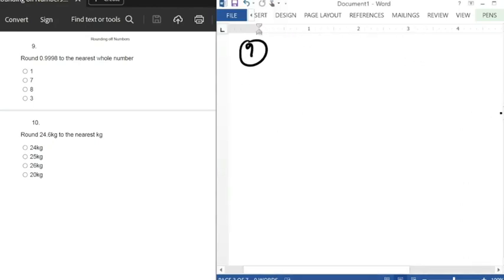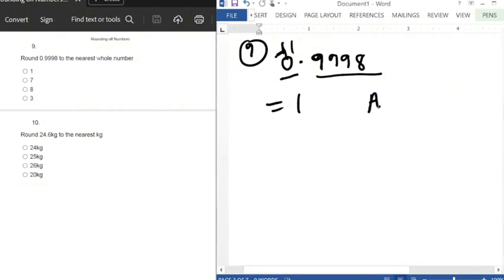Okay, so question number 9, round this to the nearest whole number. So we have 0.9998. So what we're going to do, we are rounding to the nearest whole number. So the whole part here is 0. Then the decimal part. The next digit after the decimal point is 9. So which means we're going to round up. So that means we're going to add 1 to this 0, 0 plus 1. So that means the answer is equal to 1, which is option A. I hope it's very clear. Question number 10.